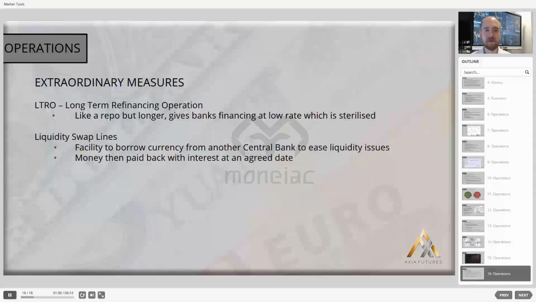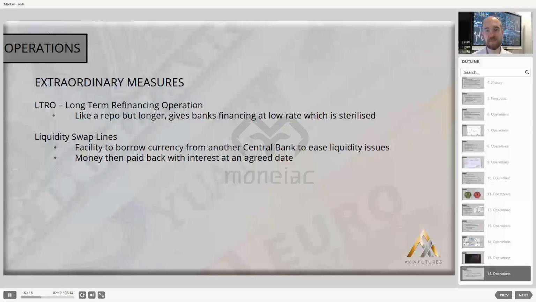Next up, liquidity swap lines. These are done between two central banks. The idea is that a central bank can borrow from another central bank a certain amount of their currency. So this could be needed if there's liquidity problems in, say, the UK, in terms of UK banks struggling with dollar funding. The central bank, so the Bank of England, could borrow dollars from the Fed, obviously charged interest in the same way that a bank would be to borrow from the Fed. They then have this dollar liquidity that they can lend out to the commercial banks within their jurisdiction.